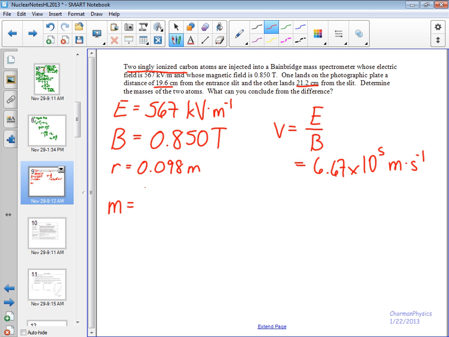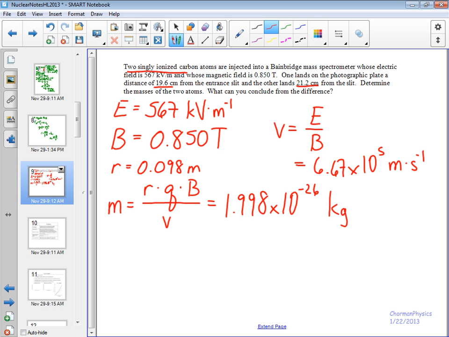I showed this derivation in class for how to solve for the mass. This is the equation that we'll be using. Substitute all of our values in, and we end up with 1.998 times 10 to the negative 26 kilograms. Then we do the same thing for the mass of our other atom. We do that here. This is at a different radius. This radius instead is 0.106 meters. This mass would be 2.16 times 10 to the negative 26 kilograms.